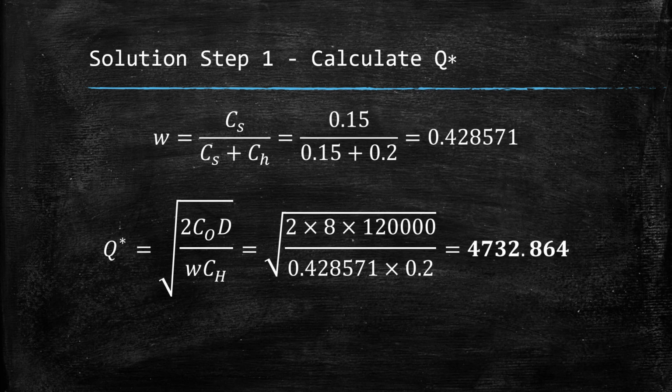So step 1 is to calculate the optimal order quantity Q star. First of all, we have to calculate W, and then we're just going to use our formula that we already know. We just plug in the W we calculated and the CH, CO, and D. So the result is 4,732.864.